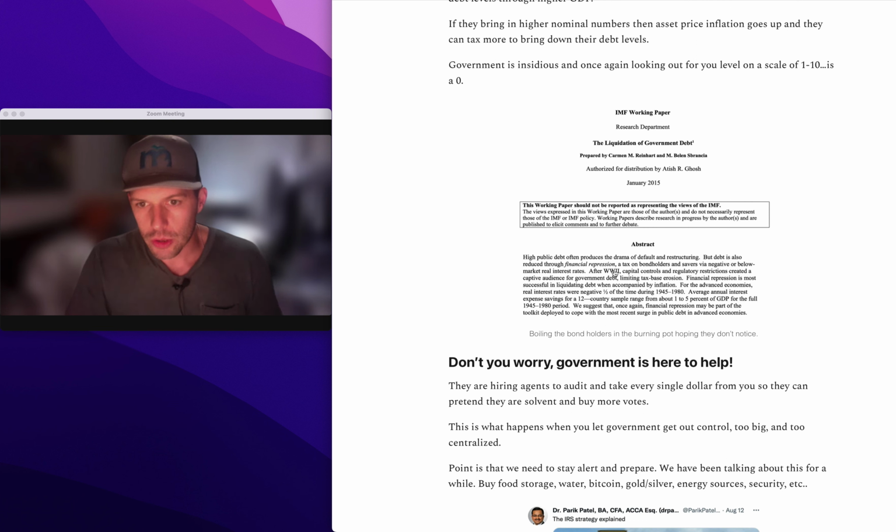So again, after World War II, capital controls and regulatory restrictions created a captive audience for government debt, limiting tax-based erosion. Financial repression is most successful in liquidating debt when accompanied by inflation. For the advanced economies, real interest rates were negative half the time during 1945 to 1980. Average annual interest expense savings for a 12-country sample range from about 1 to 5% of GDP for the full period. We suggest that, once again, financial repression may be part of the toolkit deployed to cope with the most recent surge in public debt in advanced economies.